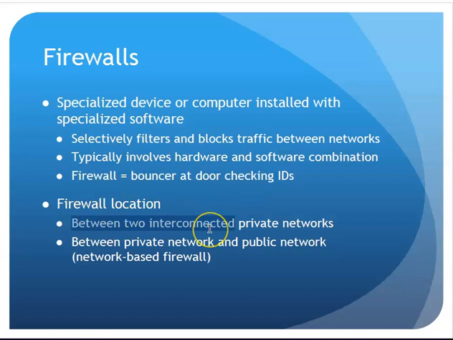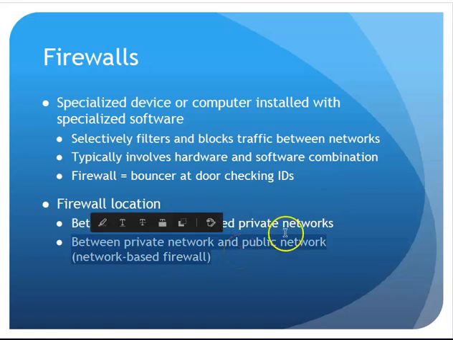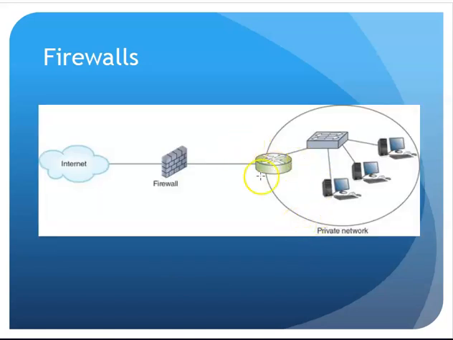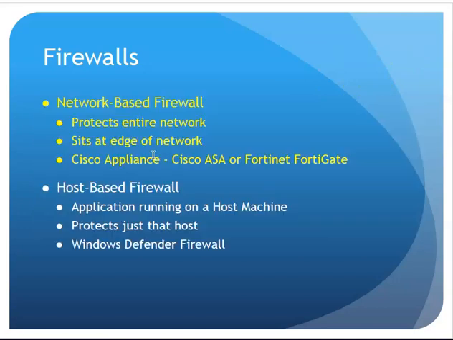It's typically between two interconnected private networks, or between a private and public network, like we would have at the edge of our LAN and the edge of our branch network, if you will. So this would be our network, and we typically have the firewall sitting there connecting out to the public network or the link to another branch. We can have a network-based firewall or a host-based firewall.